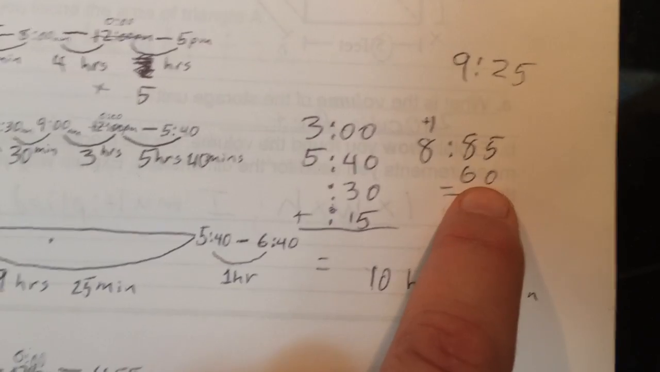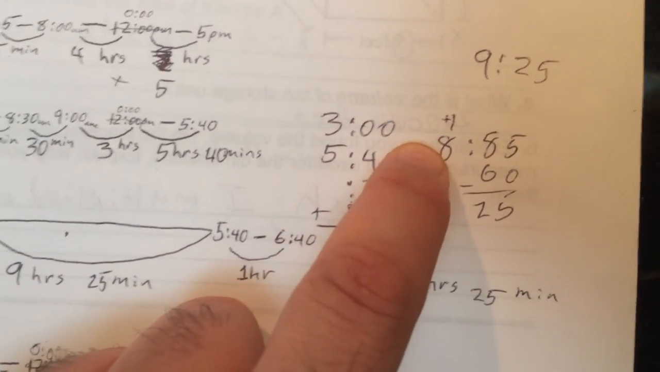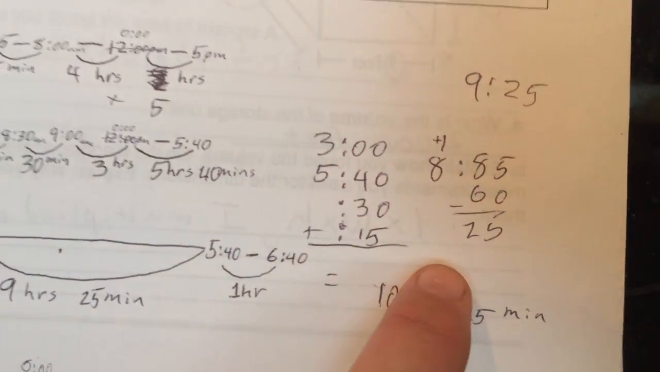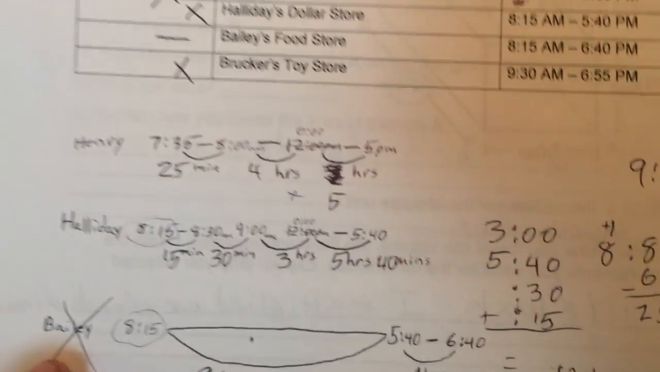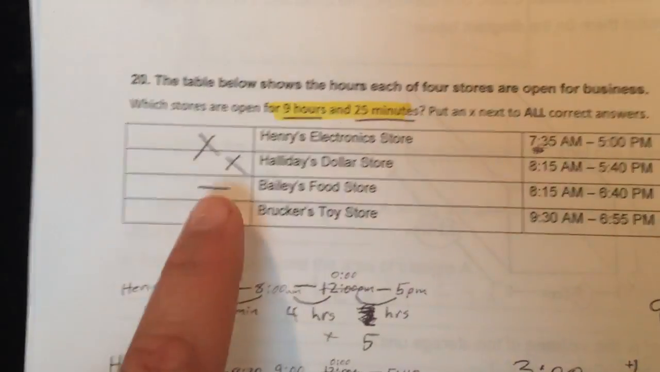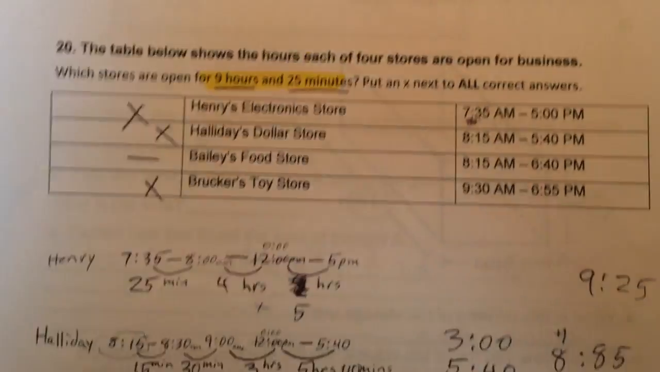And what did I do with that hour? I add it back to 8. And that becomes 9 hours. And it becomes 25 minutes. So did I make it? Did my store open exactly the same amount of time as Miss Henry? Yes, it is. So then I'm also put an X by mine.